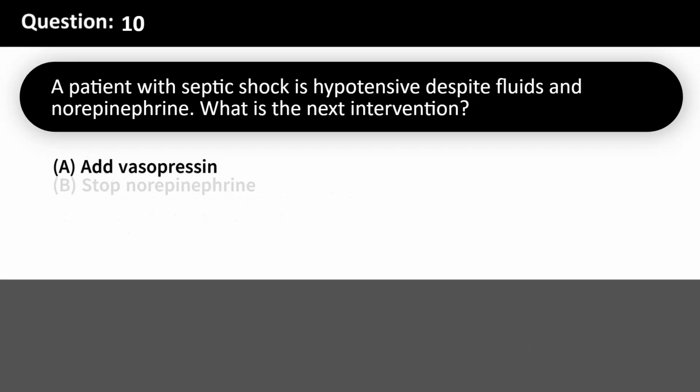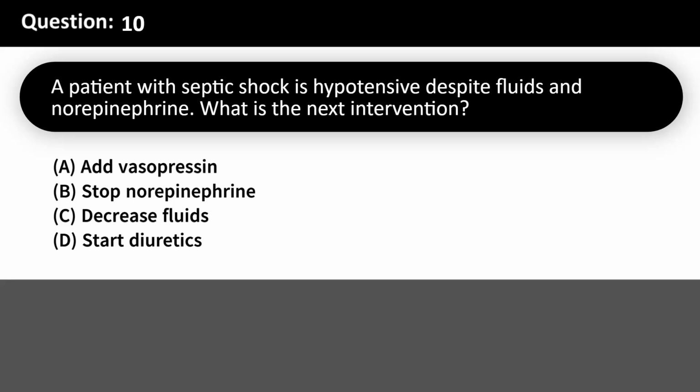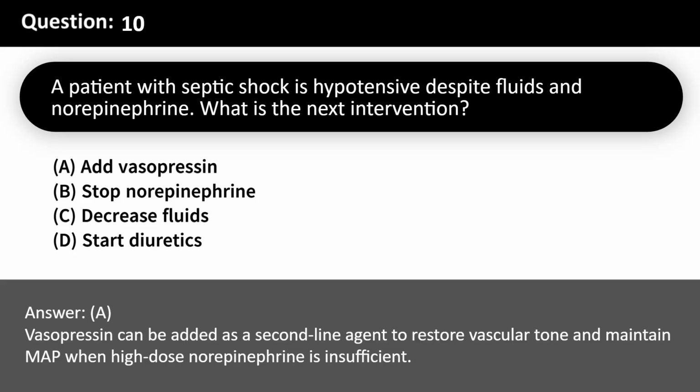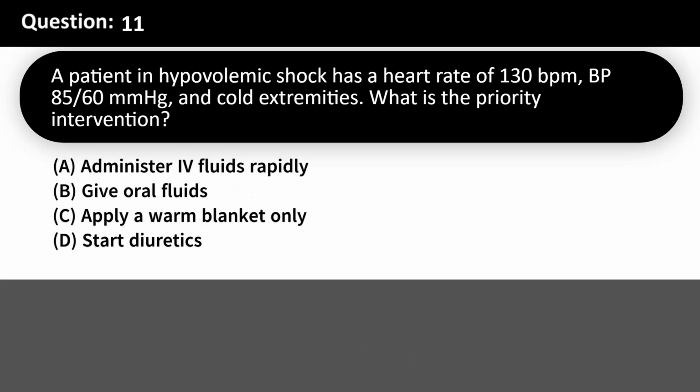A patient with septic shock is hypotensive despite fluids and norepinephrine. What is the next intervention? A. Add vasopressin. B. Stop norepinephrine. C. Decrease fluids. D. Start diuretics. Answer: A. Vasopressin can be added as a second-line agent to restore vascular tone and maintain MAP when high-dose norepinephrine is insufficient.